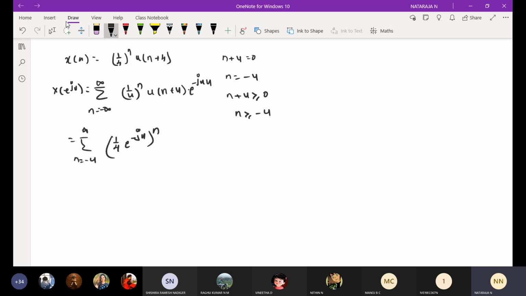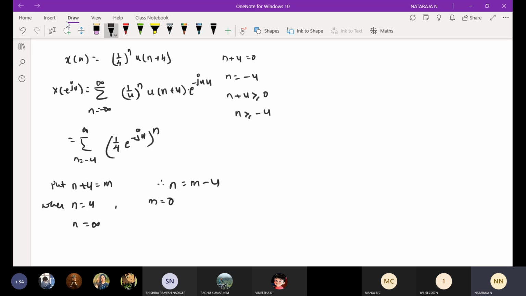Now I need to make my limits start from 0. What do I have to do? Put n plus 4 is equal to m. Therefore n is equal to m minus 4. When n is equal to minus 4, m is equal to 0. When n is equal to infinity, m is also infinity. Like this, you have to change the limits.